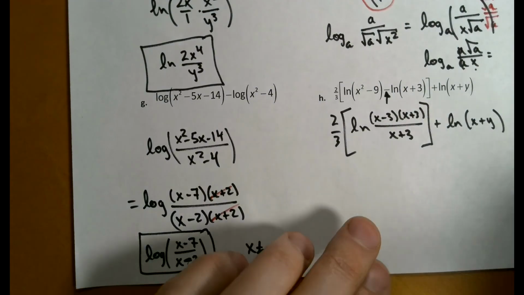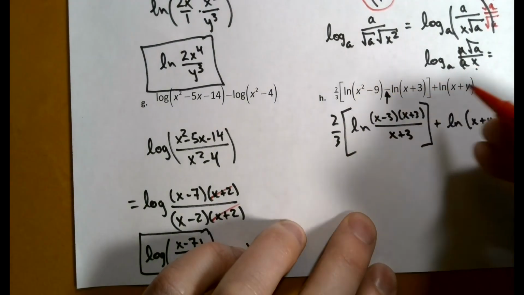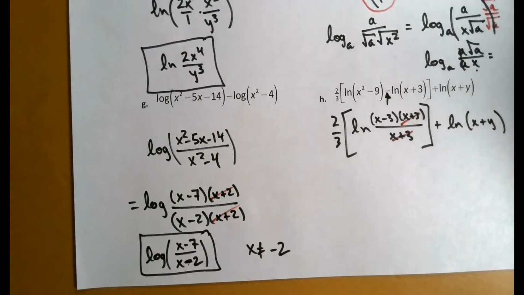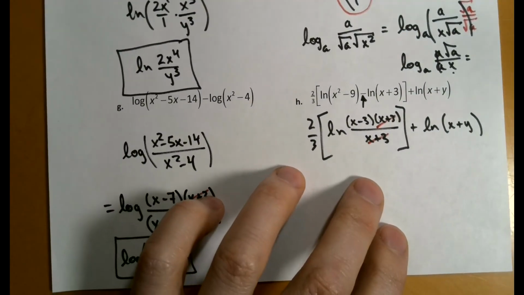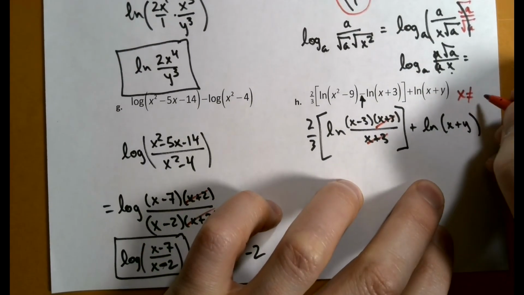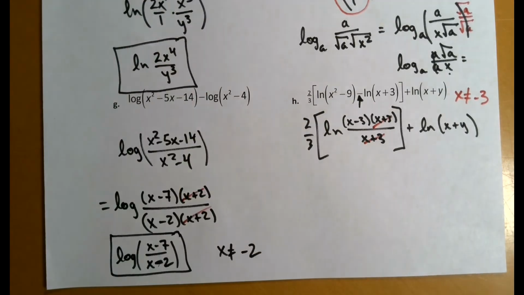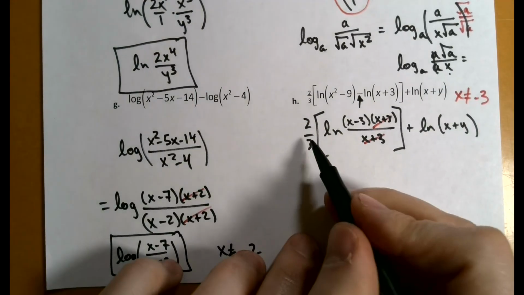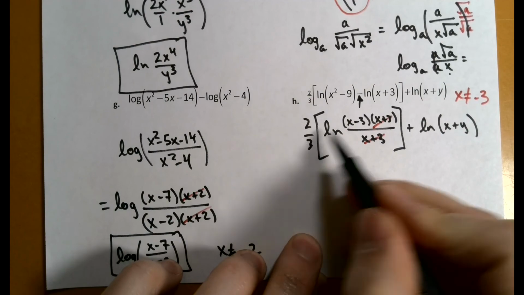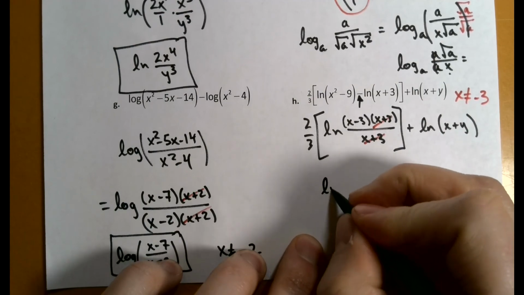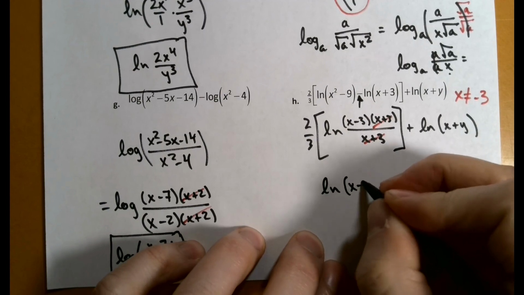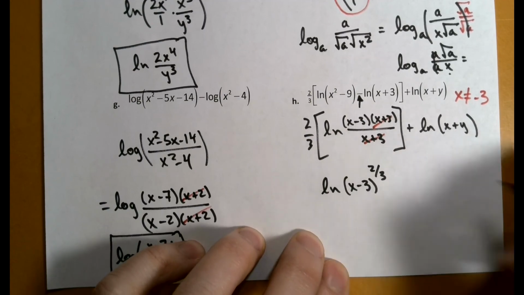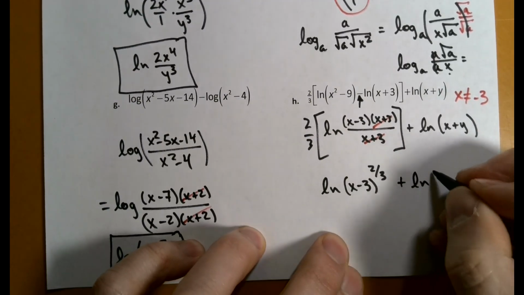Well, notice inside those brackets, because I factored x squared minus 9, this simplifies to just natural log of x minus 3. Again, note, x cannot equal negative 3 in this expression anywhere because it was excluded right here. Well, now I'm going to apply this thing as an exponent within the natural log. So we're going to have natural log of x minus 3 raised to the 2/3 plus natural log of x plus y.